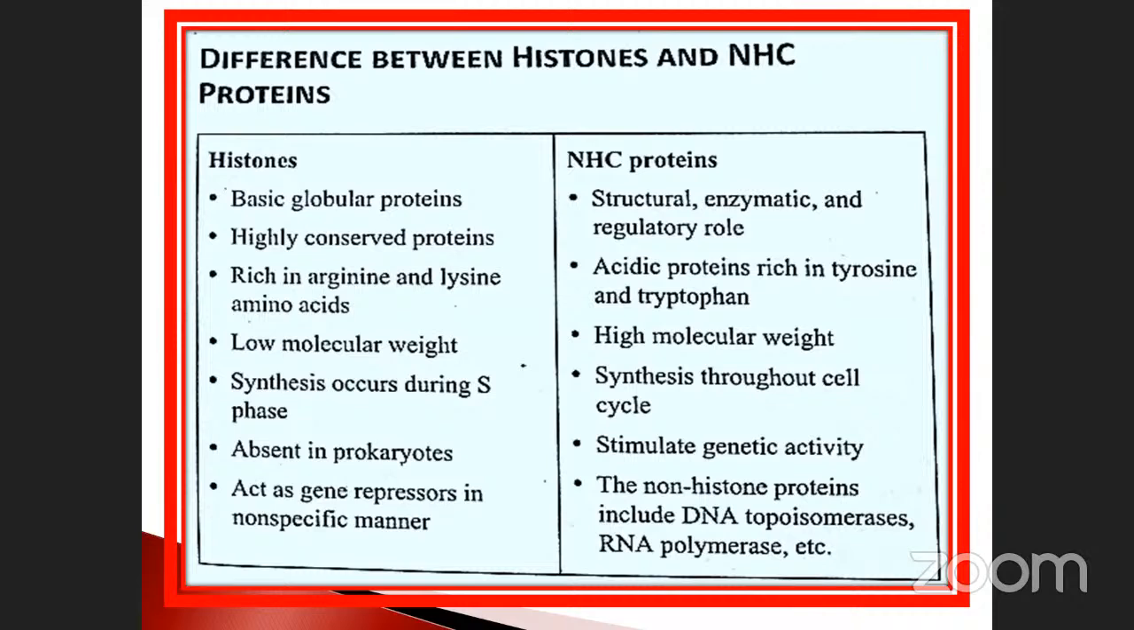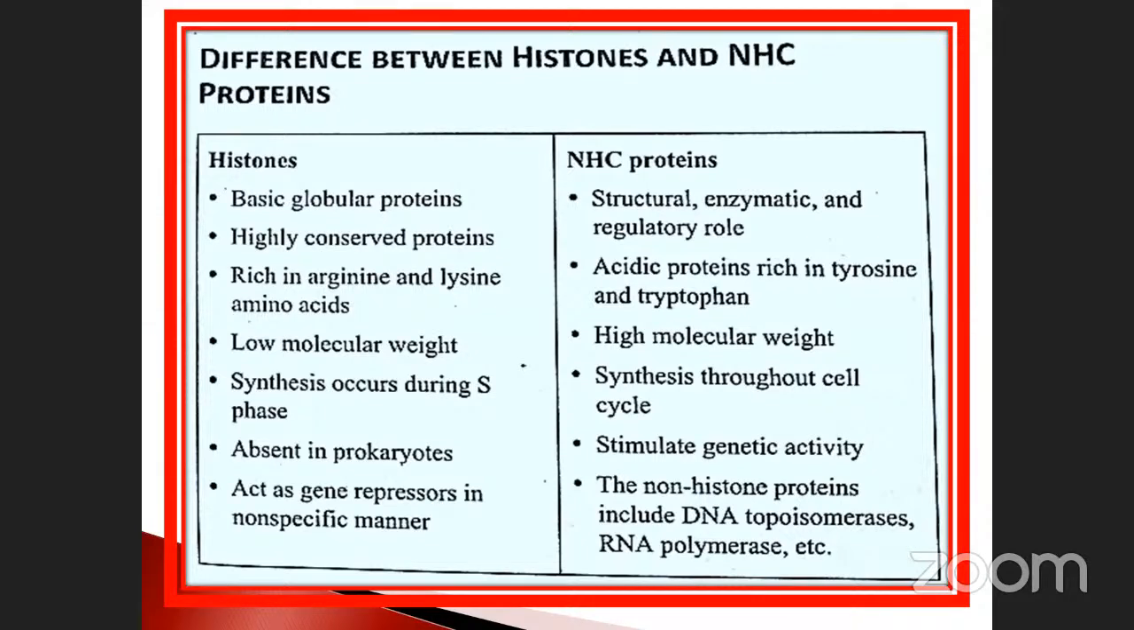Histone is of low molecular weight, but non-histone is of high molecular weight. Histone synthesis occurs during the S phase of the cell cycle: G1 phase, S phase, G2 phase, M phase, and G0 phase. So you have to note it down. S phase means DNA synthesis takes place. Non-histone protein is synthesized throughout the cell cycle: G1 phase, G2 phase, S phase, M phase, likewise.